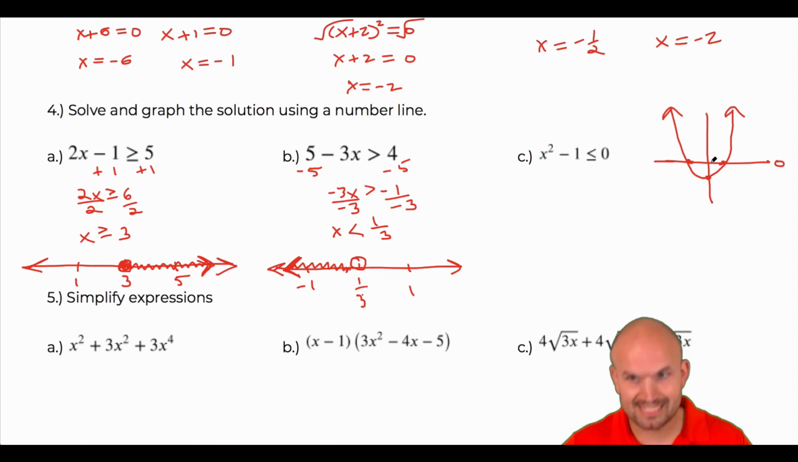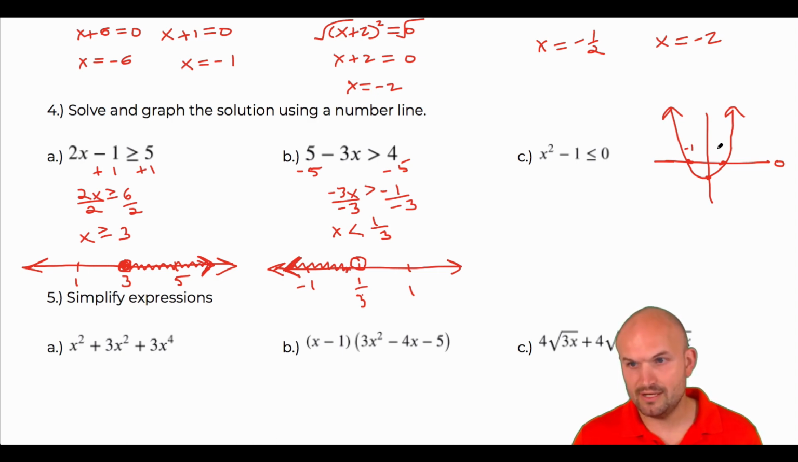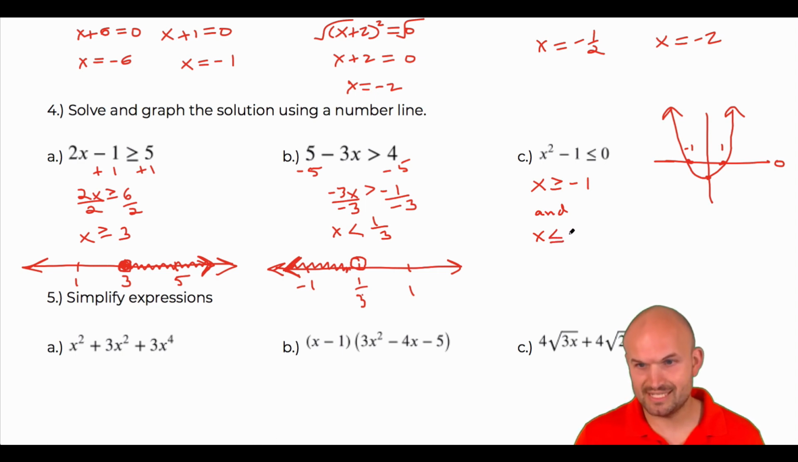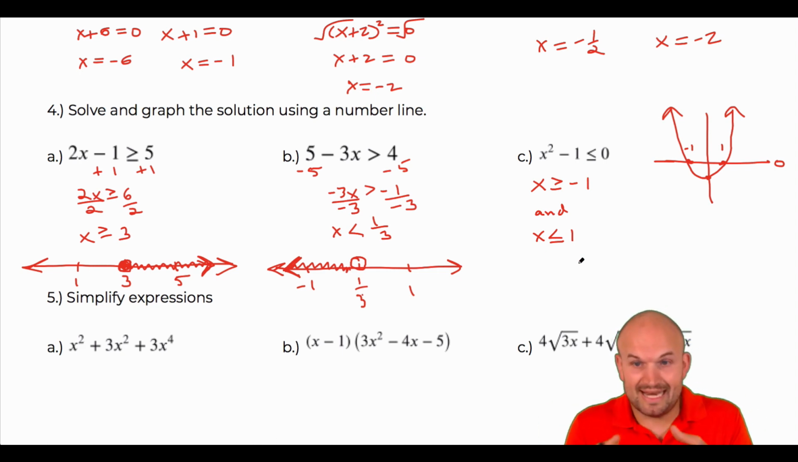So when is it less than 0? Well, this value here is negative 1, and this value here is 1. So it looks like it's going to be less than or equal to 0 for all values when x is greater than or equal to negative 1, and when x is less than or equal to positive 1. So you can see that it has to be between those two.